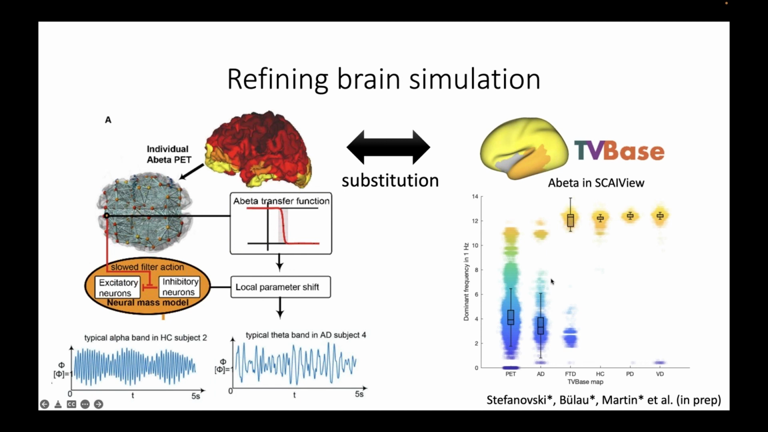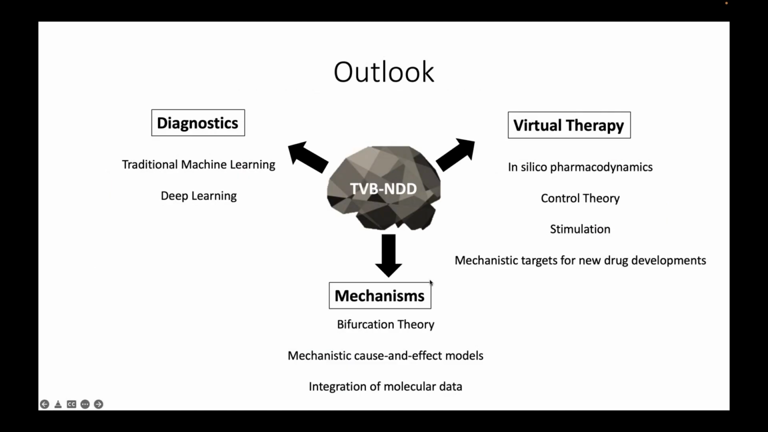And for the other diseases, so for frontotemporal dementia, healthy controls, Parkinson's disease, and vascular dementia, we did not get this phenomenon. Instead, we still saw the alpha frequencies. So we were also able to reproduce the findings from the individual data with these generic maps, which also shows that you can just directly implement those maps into the simulation. And this is also one of the ideas that we want to focus on in our future research.